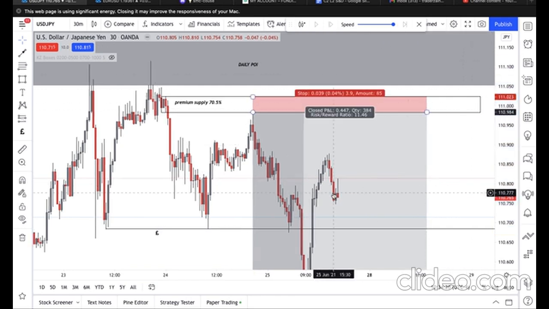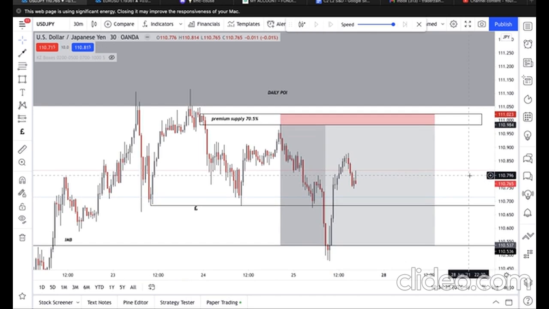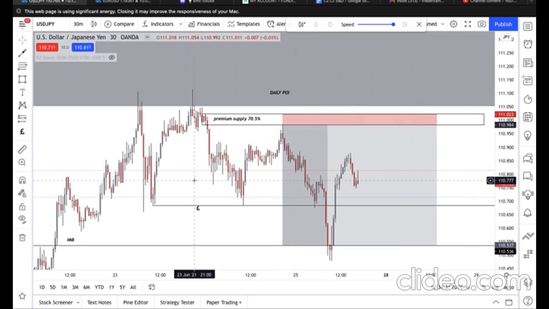Yeah, so now you lot understand how we locate our zones and which zones to select. Simply go off the zone that is in the premium or the discounted level, preferably the ones that align with the 70.5 and the 79%. So again, if you guys have any further questions, feel free to drop me a message and I'll help you guys out.